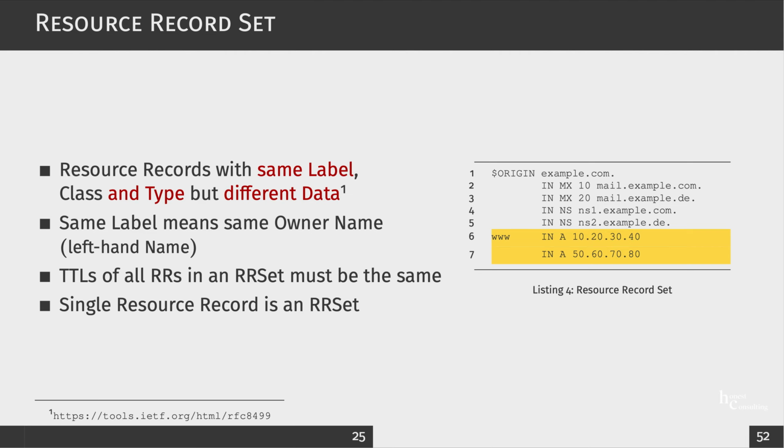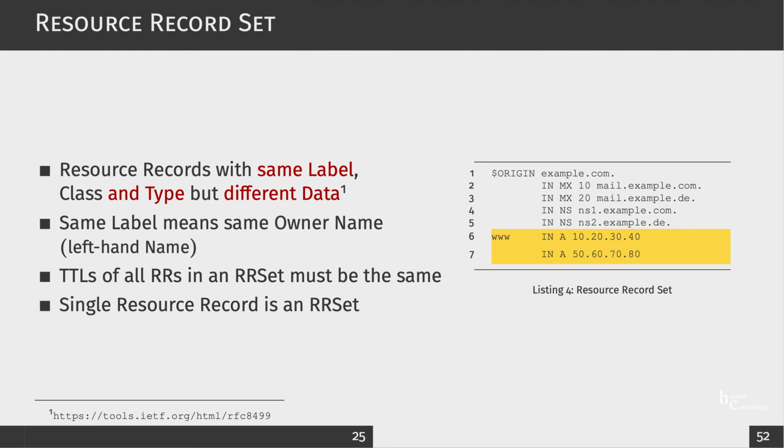And with the same label, that means that everything that is on the left-hand side of the record type has exactly the same name. And it's not totally clear, but the TTLs of the resource records have to be the same as well to be a resource record set. But this is something that is not strictly followed, as far as I have seen it in some implementations.